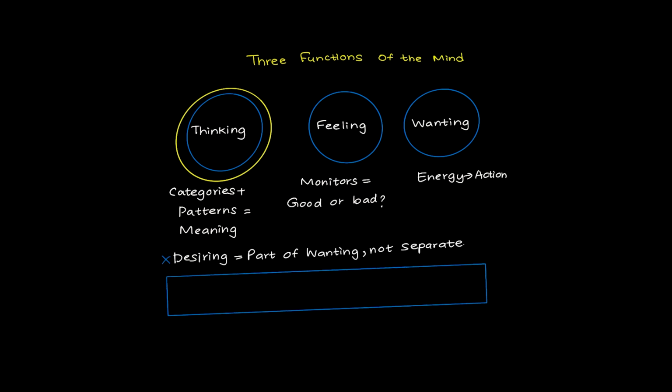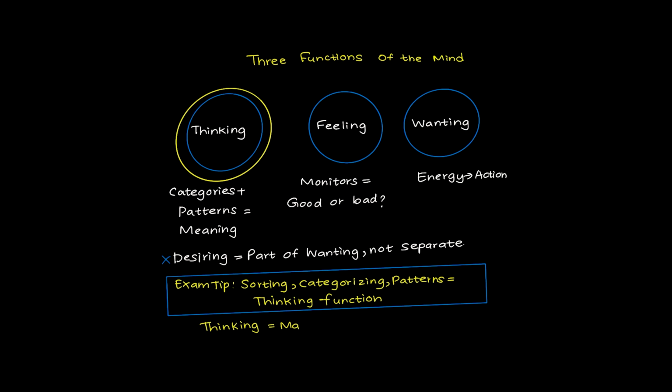Here's a WGU D265 OA exam tip for you. Categorizing, pattern finding, and meaning making equals the thinking function. Quick recall hook. Thinking equals making sense of things.